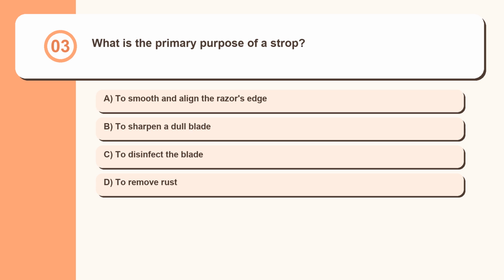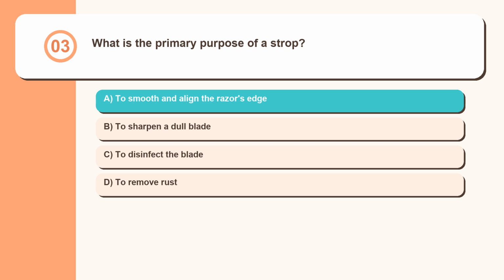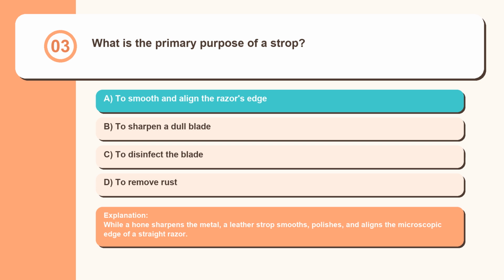Question 3. What is the primary purpose of a strop? To smooth and align the razor's edge, to sharpen a dull blade, to disinfect the blade, to remove rust. While a hone sharpens the metal, a leather strop smooths, polishes, and aligns the microscopic edge of a straight razor.